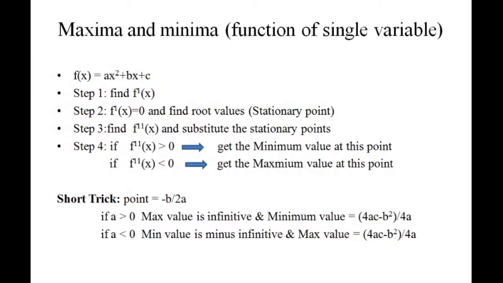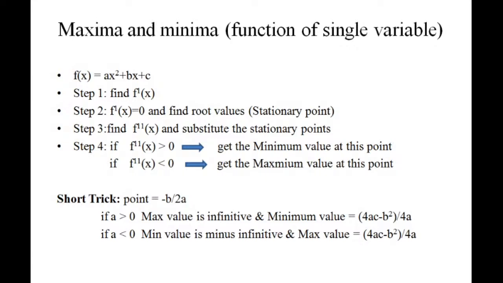First we have to find the point at which the maximum or minimum will occur. This is the equation ax squared plus bx plus c. For finding the point, x is equal to minus b by 2a, where b is the coefficient of x and a is the coefficient of x squared. This is the formula, minus b by 2a. Then we check whether this point will give a maximum value or a minimum value.